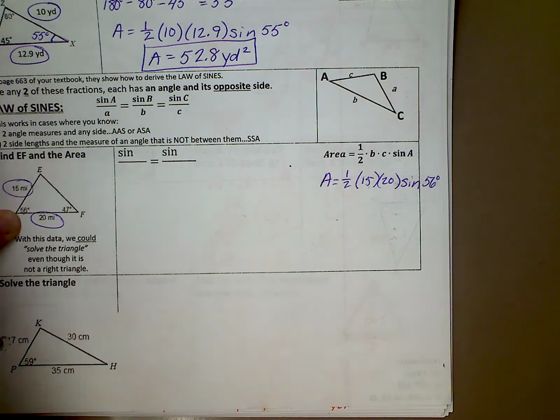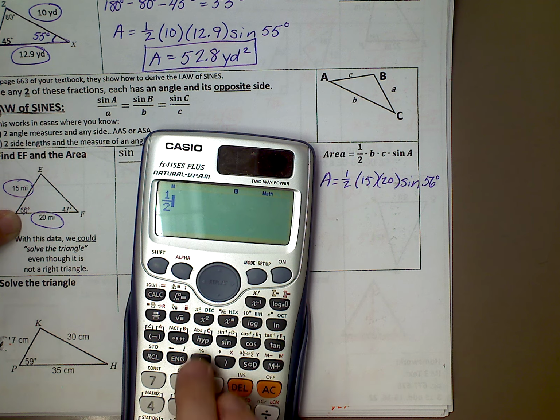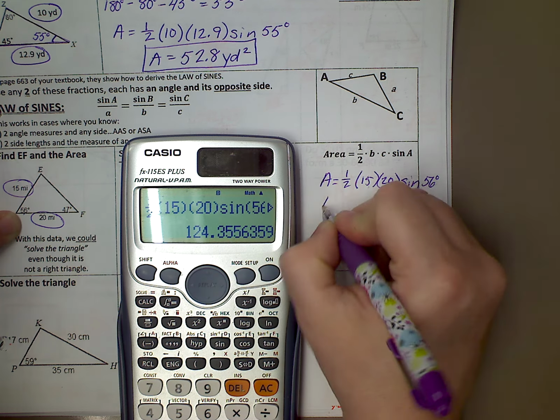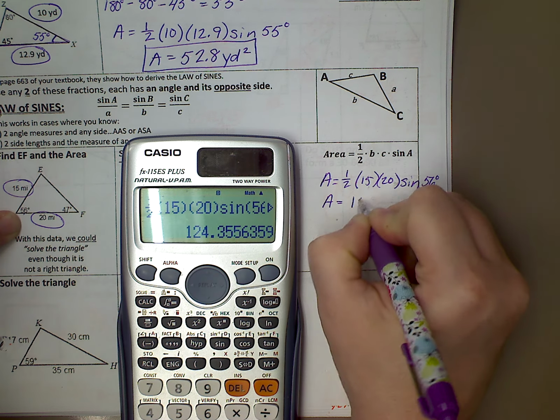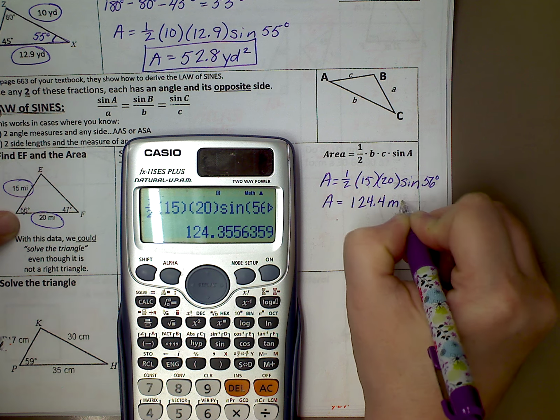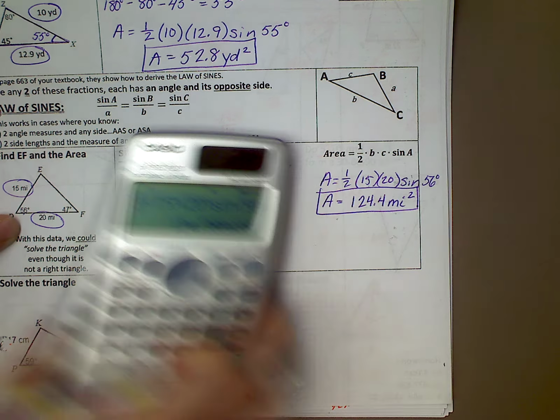And when I plug that into my calculator, I have 1/2 times 15 times 20 times the sine of 56. The area is equal to 124.4 miles squared, or square miles. Okay, so I'm done with the area.